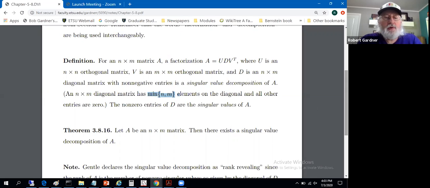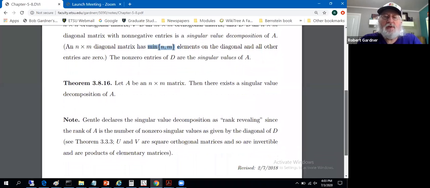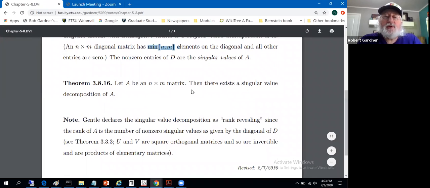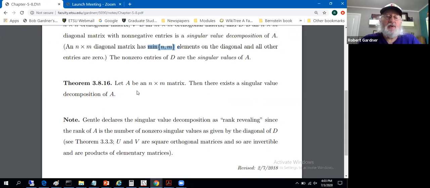And we showed in section 3.8 that for every matrix there exists a singular value decomposition. All matrices have singular value decompositions. Gentle makes a comment that singular value decompositions are rank revealing, since the rank of A is the number of non-zero singular values as given by the diagonal of D. Okay, I can determine the rank of A certainly by looking at the rank of D.